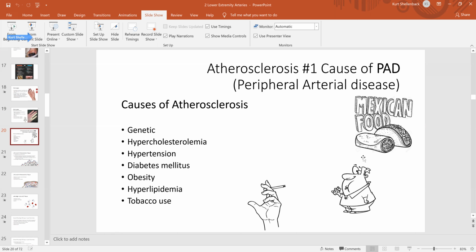Atherosclerosis, the number one cause of peripheral arterial disease.